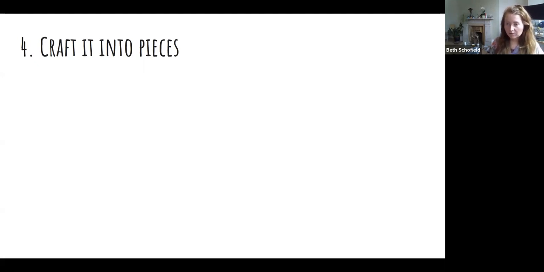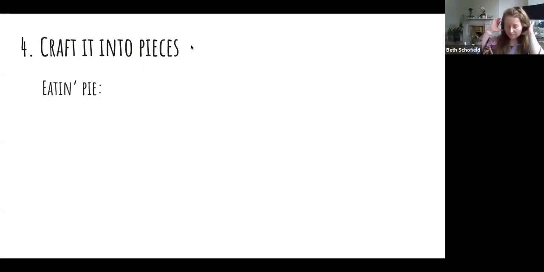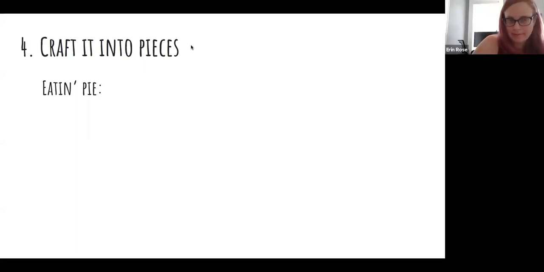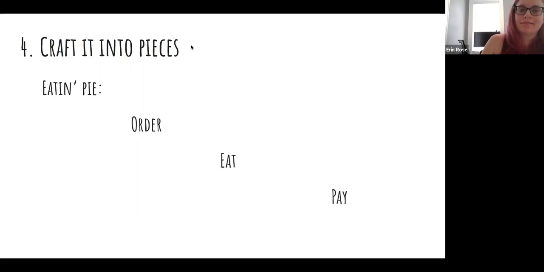In our example here, I think there are 3 distinct parts. What are the distinct parts that we have? Could you go back to your code? So what are the steps of eating pie in this context that we've been using so far? Order the pie. Eat the pie. Pay for the pie.